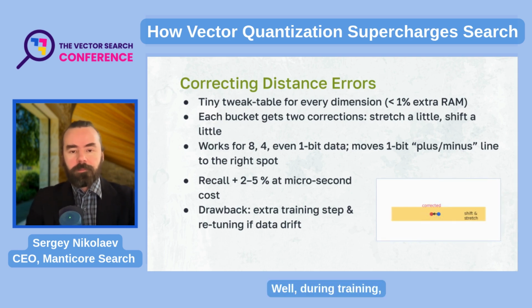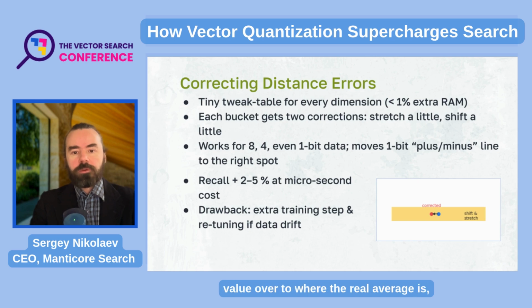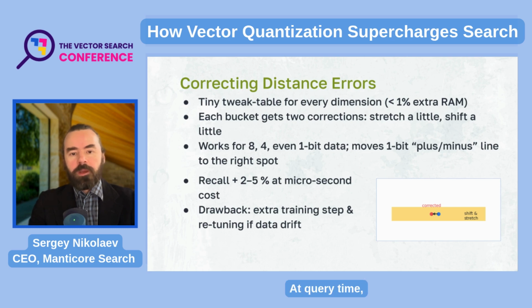So, how do we fix it? Well, during training, we learn 2 numbers for each bucket. A shift, which slides the stored value over to where the real average is, that's the red dot, and the stretch, which widens or squeezes the bucket if the values are spread out unevenly. And we do this for every bucket, so 256 of them in 8-bit, 16 in 4-bit, and just 2 in 1-bit. At query time, we simply look these values up.